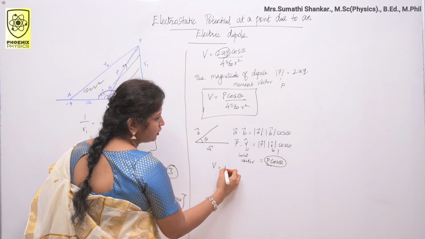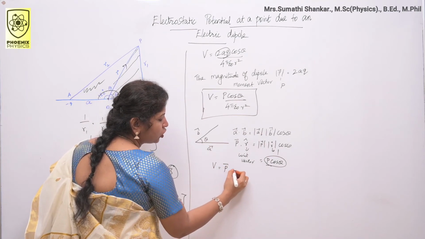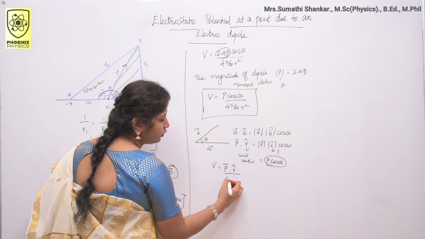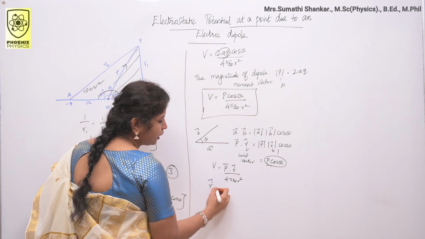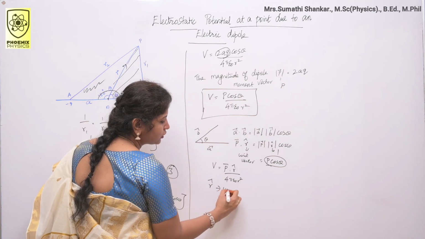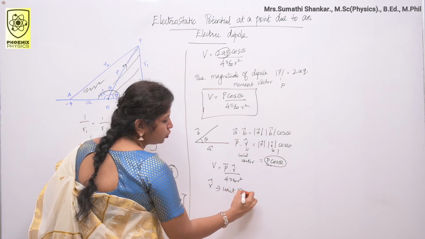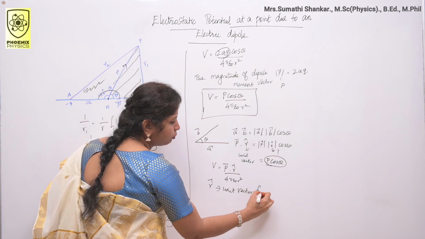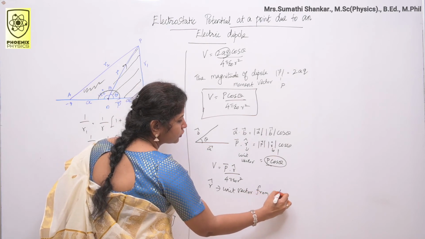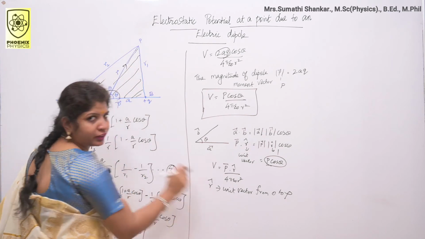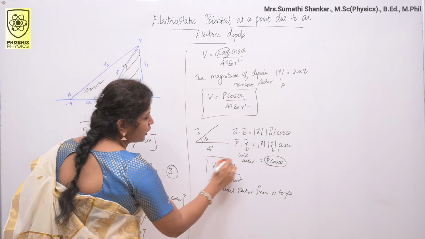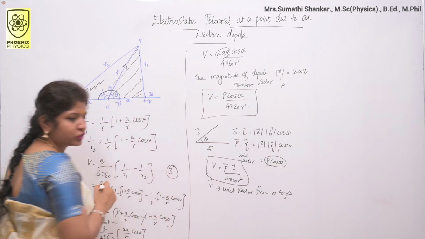So V can be written as p vector dot r cap divided by 4 pi epsilon naught r square. What is this r cap? I have already said this is a unit vector. So the unit vector from O to P is r cap. So this is our final expression. Don't forget this.